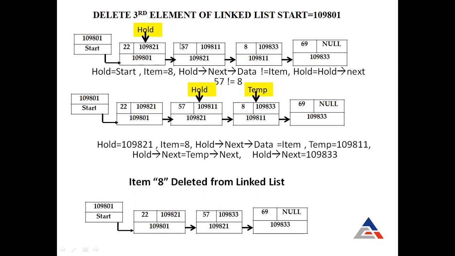Is 57 not equal to item? Yes, it's not equal to item. Then hold becomes hold of next. And what is the hold of next? Hold of next is 109821. That is this one, 109821. Now this becomes hold. You can check over here.